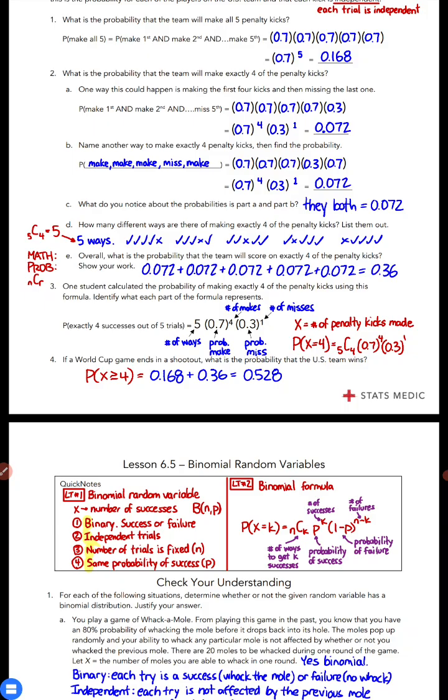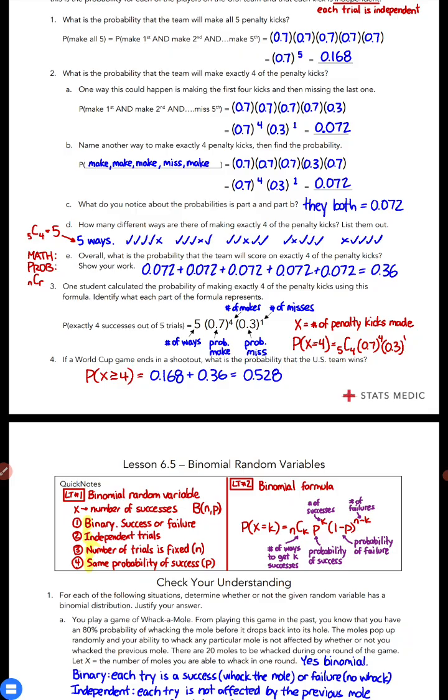Problem number 2 is a little bit different. It says, what's the probability that the team will make exactly 4 of the penalty kicks? And here's what I want you to think about. This introduces a little bit different variable because there are different ways that could happen. They could make the first 4 and miss the last one. They could miss the first one and make the last 4. They could randomly miss the one in the middle and make the 2 on either side, right? And we have to consider all those possibilities. So we're going to look at those one at a time.